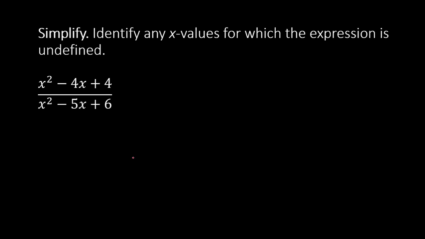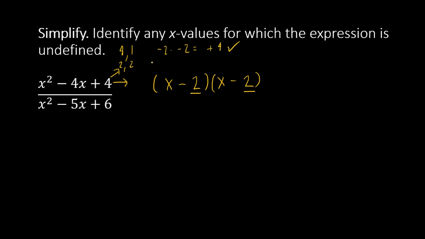Alright, last practice here. Same thing. We're asked to simplify and identify the x values that cause our expression to be undefined. Start with the numerator. Write out your skeleton. Figure out the values that go on the right-hand side. So for 4, our only two choices are a pair of 4 and 1 or 2 and 2. In this case, I know that if I write negative 2 and negative 2, negative 2 times negative 2 is positive 4, which is the value I want for C. Negative 2 plus negative 2 equals negative 4, which is the value I want for B.